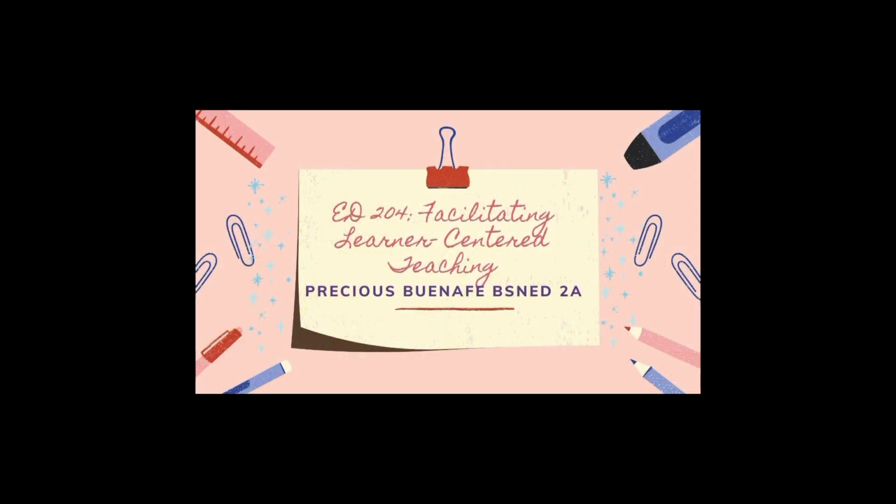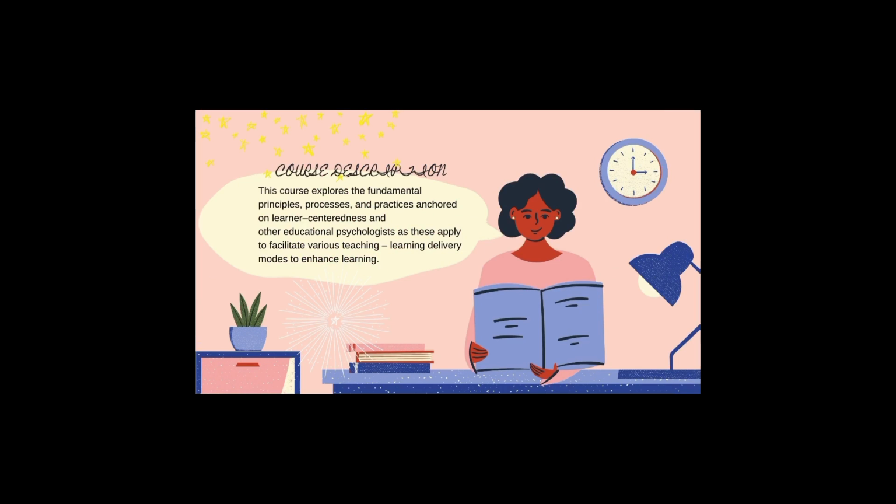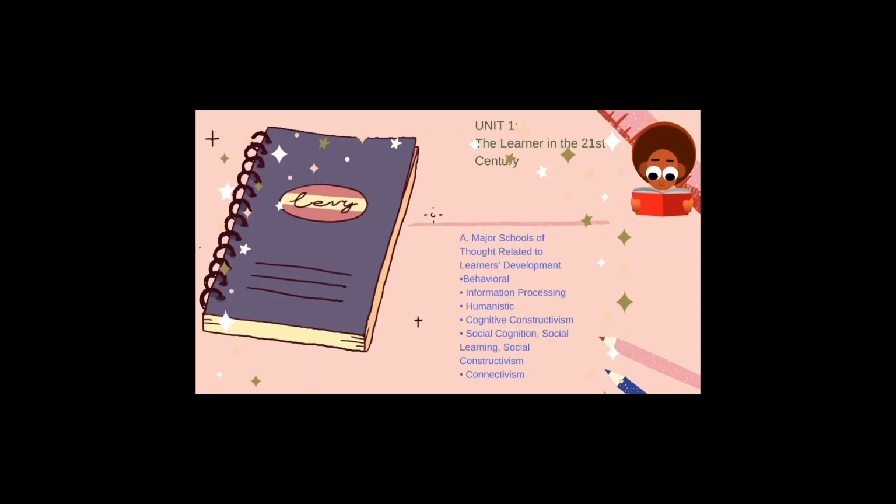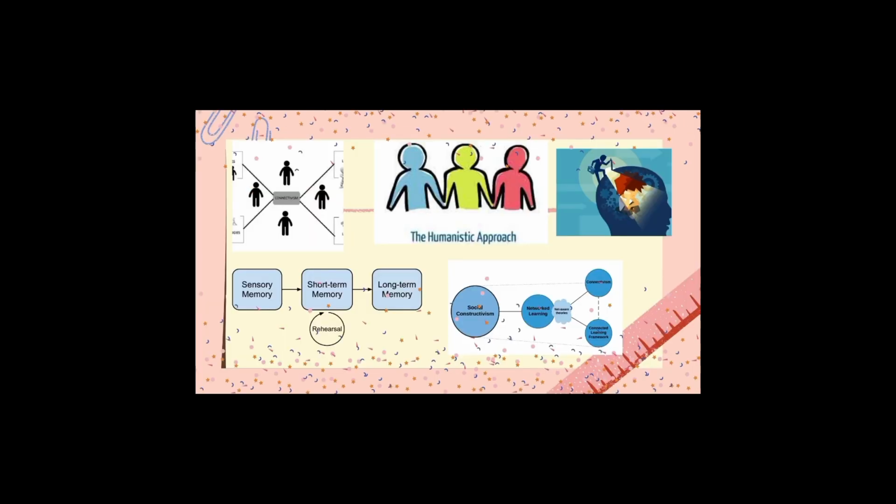Facilitating learner-centered teaching. So what are the things I've learned in this lesson? Unit 1. The Learner in the 21st Century. Major schools of thought related to learners' development. It includes the behavioral, information processing, humanistic, cognitive constructivism, social cognition, social learning, social constructivism, and constructivism.